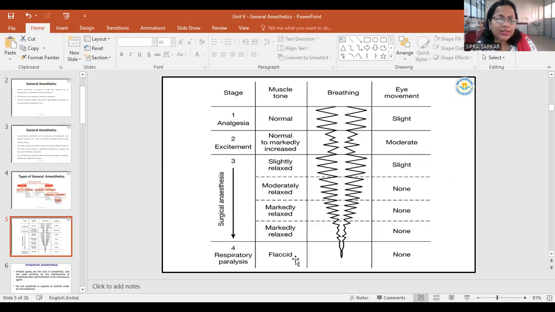Finally, respiratory paralysis: muscle tone is flaccid, that means deep anesthesia, and sometimes if the concentration is high, reviving from the anesthetic problem is somewhat different. In respiratory paralysis, breathing is completely halted and the eye movement is fixed.